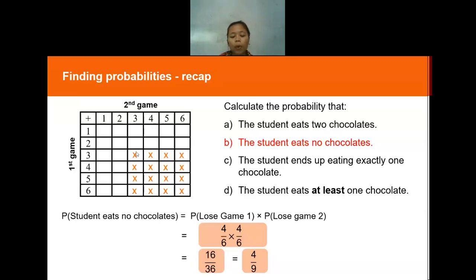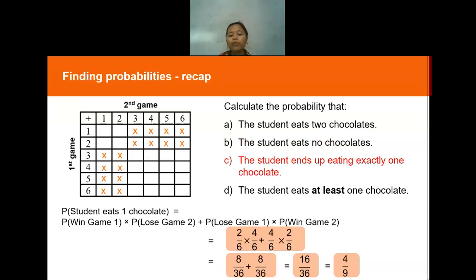So that's why the probability will be 4 out of 6 times 4 out of 6. And then we can simplify it to 4 out of 9 for the probability of no chocolate. Is there anyone having any question, or maybe I talk too fast? No question. Okay, if you have no question, I will move to question 3.